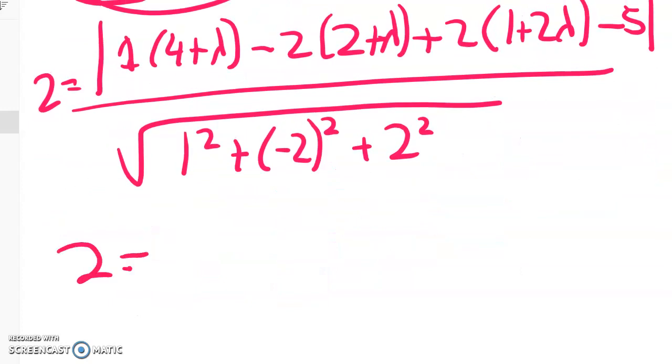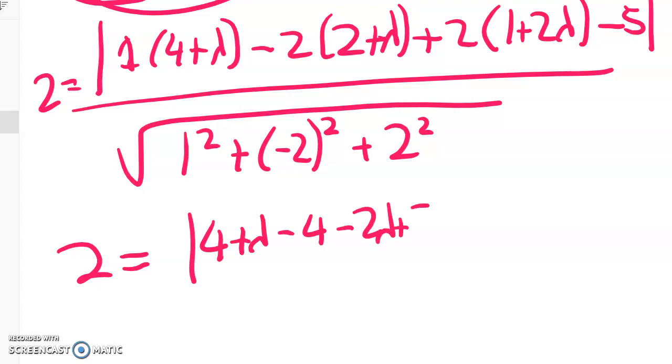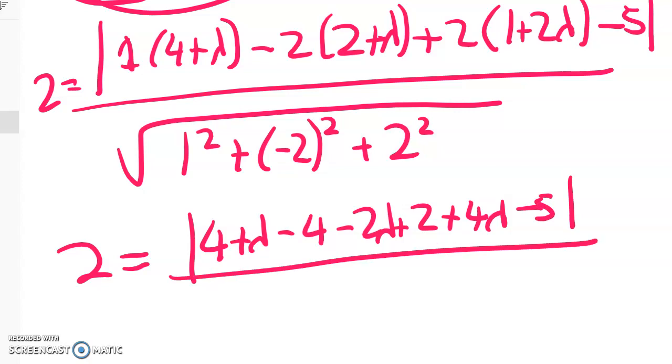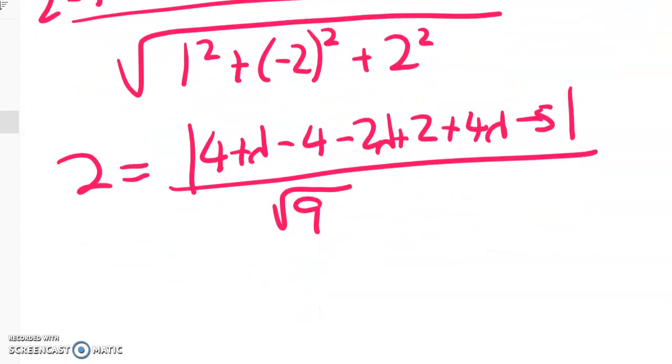So 2 is equal to, so working all that through, in here, I'm not going to do the expansion now because it's getting too late, but you need to do the expansion carefully because this is where you'll go wrong. Actually, I am going to do it now. So 4 plus lambda minus 4 minus 2 lambda plus 2, and so on. And we've got square root of 9 here. So I get 6 is equal to, well, the 4's go, negative 3 plus 3 lambda.